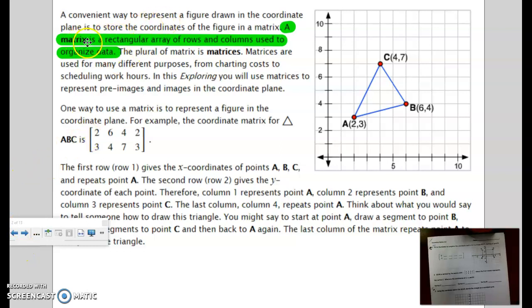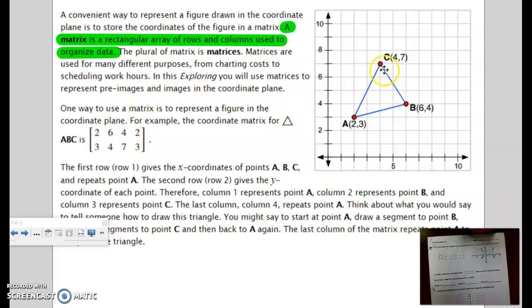I've highlighted in green the definition of what it is. A matrix is simply a rectangular array, and that just is a fancy way of saying arrangement, of rows and columns used to organize data. The plural of the word is matrices, and matrices are used for a lot of purposes, but in this exploring, we're going to be using them to represent our pre-images and our images that are in the coordinate plane.